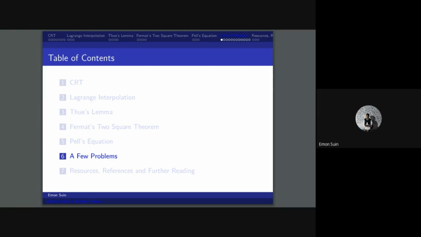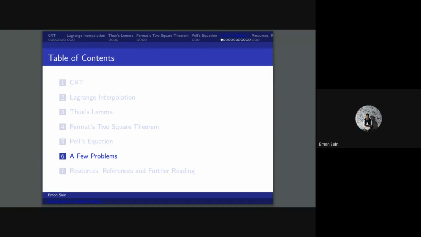It stated that let p be an odd prime, then there exist integers x and y such that p equals x squared plus y squared if and only if p is congruent to 1 mod 4. Then Pell's equation, we said that x squared minus d y squared equals 1, where d is a square free integer, will have infinitely many integer solutions in x and y. So any doubts till now?